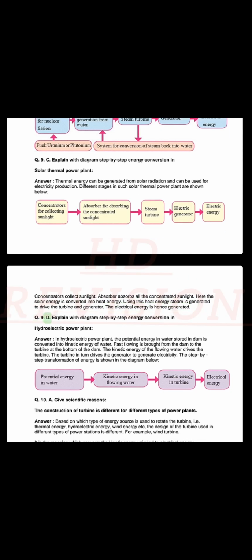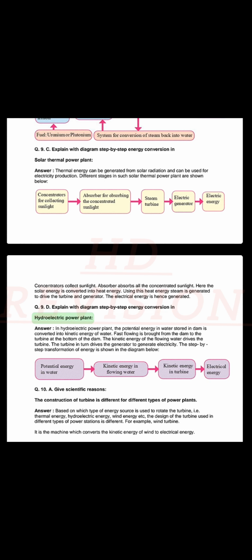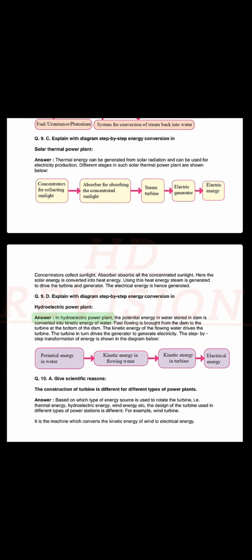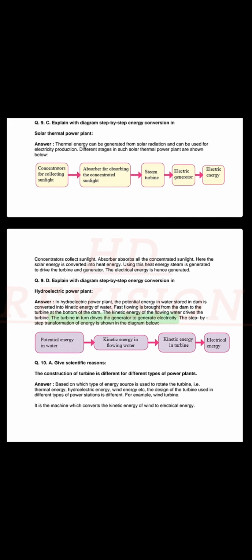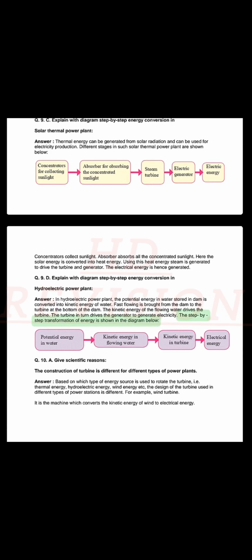Q. No. 9. D. Explain with diagram step-by-step energy conversion in hydroelectric power plant. Answer: In a hydroelectric power plant, the potential energy in water stored in the dam is converted into kinetic energy of water. Fast flowing water is brought from the dam to the turbine at the bottom of the dam. The kinetic energy of the flowing water drives the turbine. The turbine in turn drives the generator to generate electricity. The step-by-step transformation of energy is shown in the diagram below.